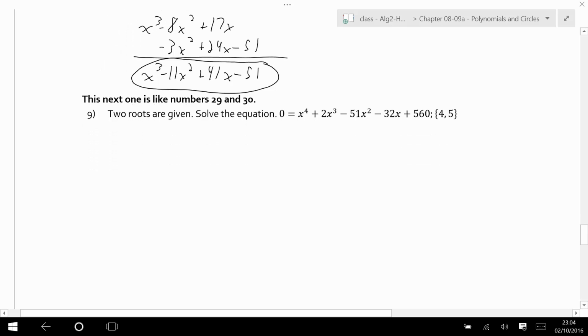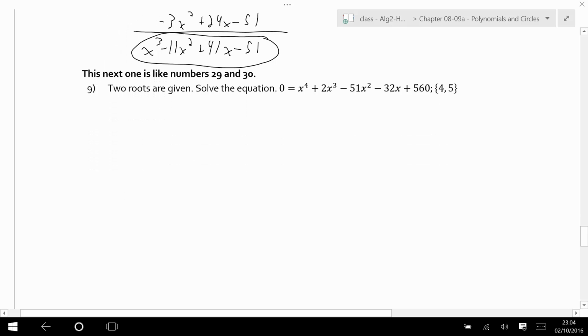This next one is like numbers 29 and 30. See, really trying to make this easy on you guys.